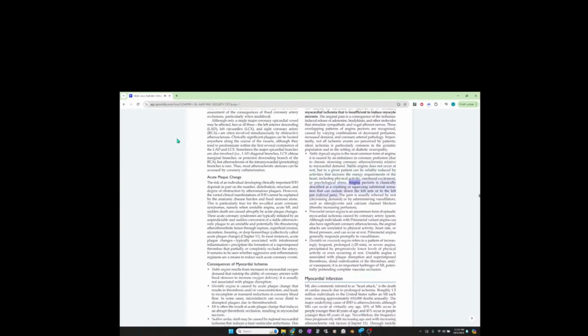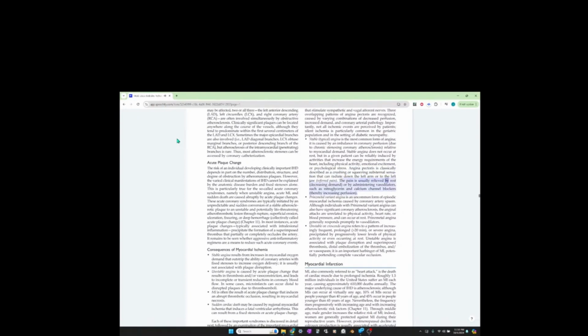Angina pectoris is classically described as a crushing or squeezing substernal sensation that can radiate down the left arm or to the left jaw. The pain is usually relieved by rest or by administering vasodilators, such as nitroglycerin and calcium channel blockers.